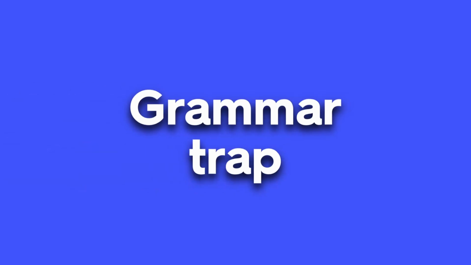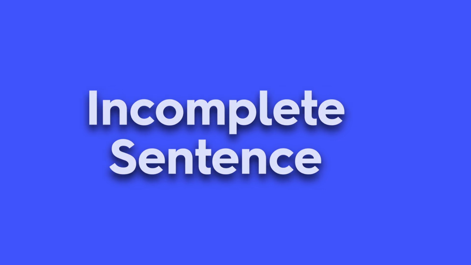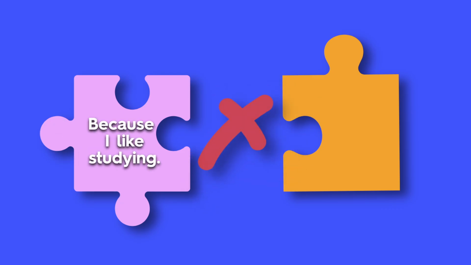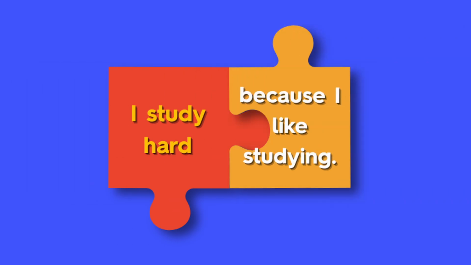Now, before we move on, let's fix one small but common grammar trap. A classic mistake we see all the time is creating an incomplete sentence, especially with the word because. For example, because I like studying. See how that feels incomplete? To fix it, you need to add a main clause that completes the thought.